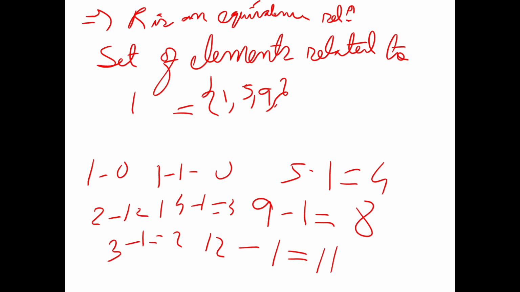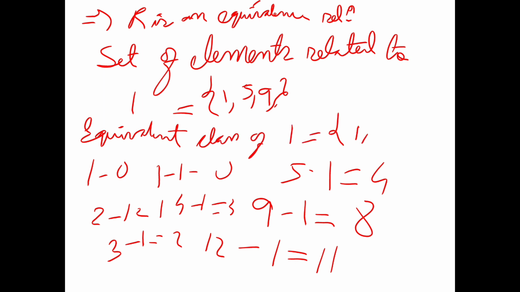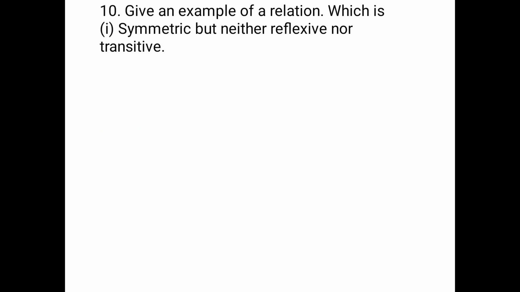So the equivalence class of 1, the set of all elements related to 1, is {1, 5, 9}.